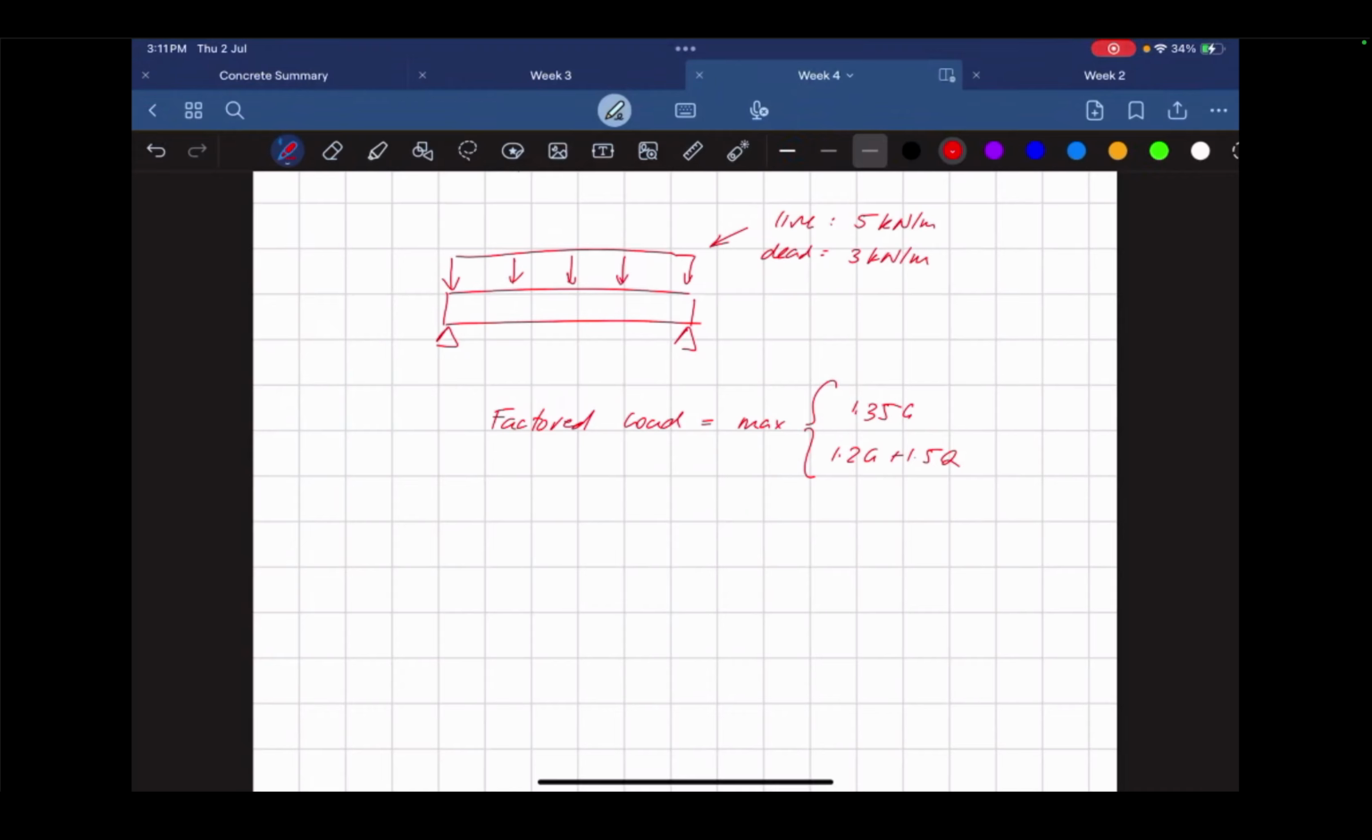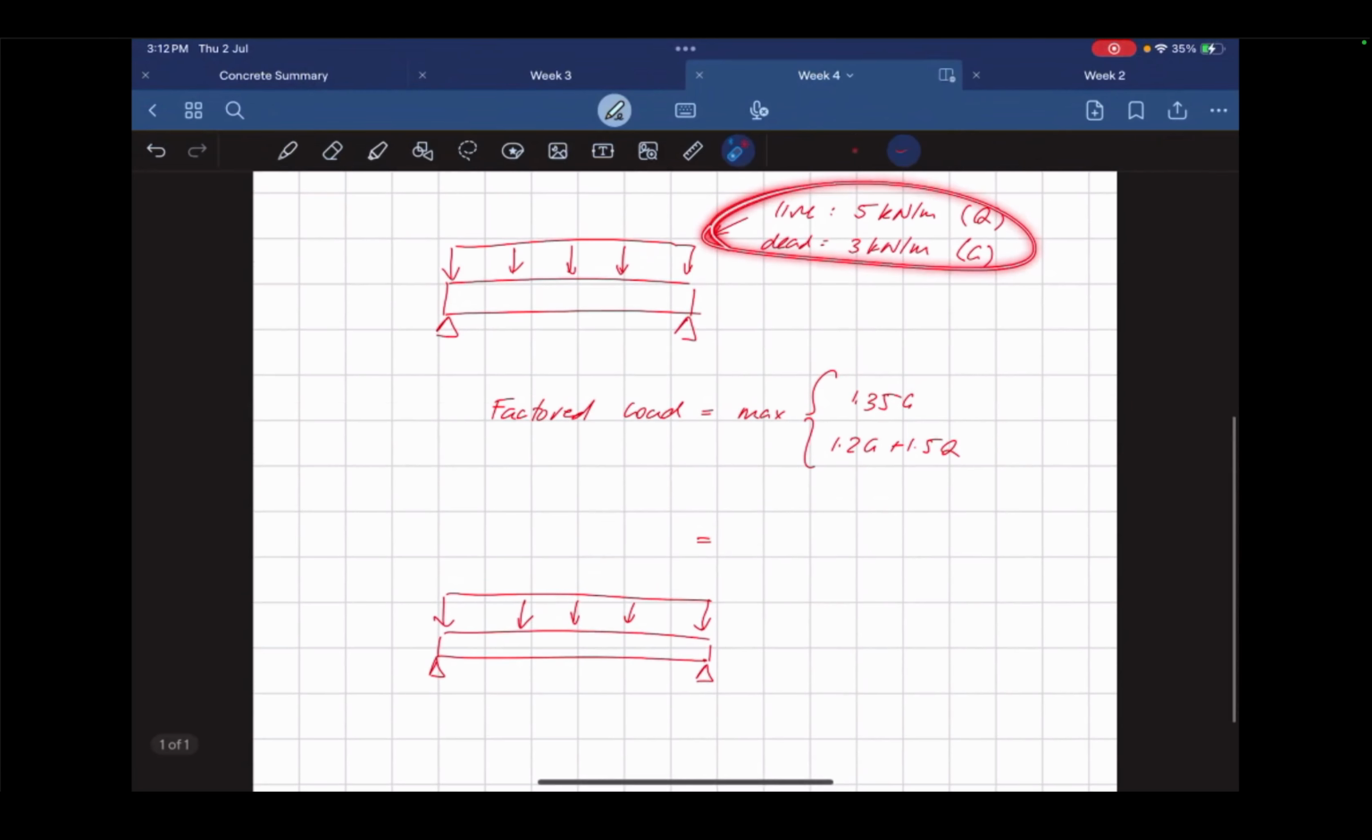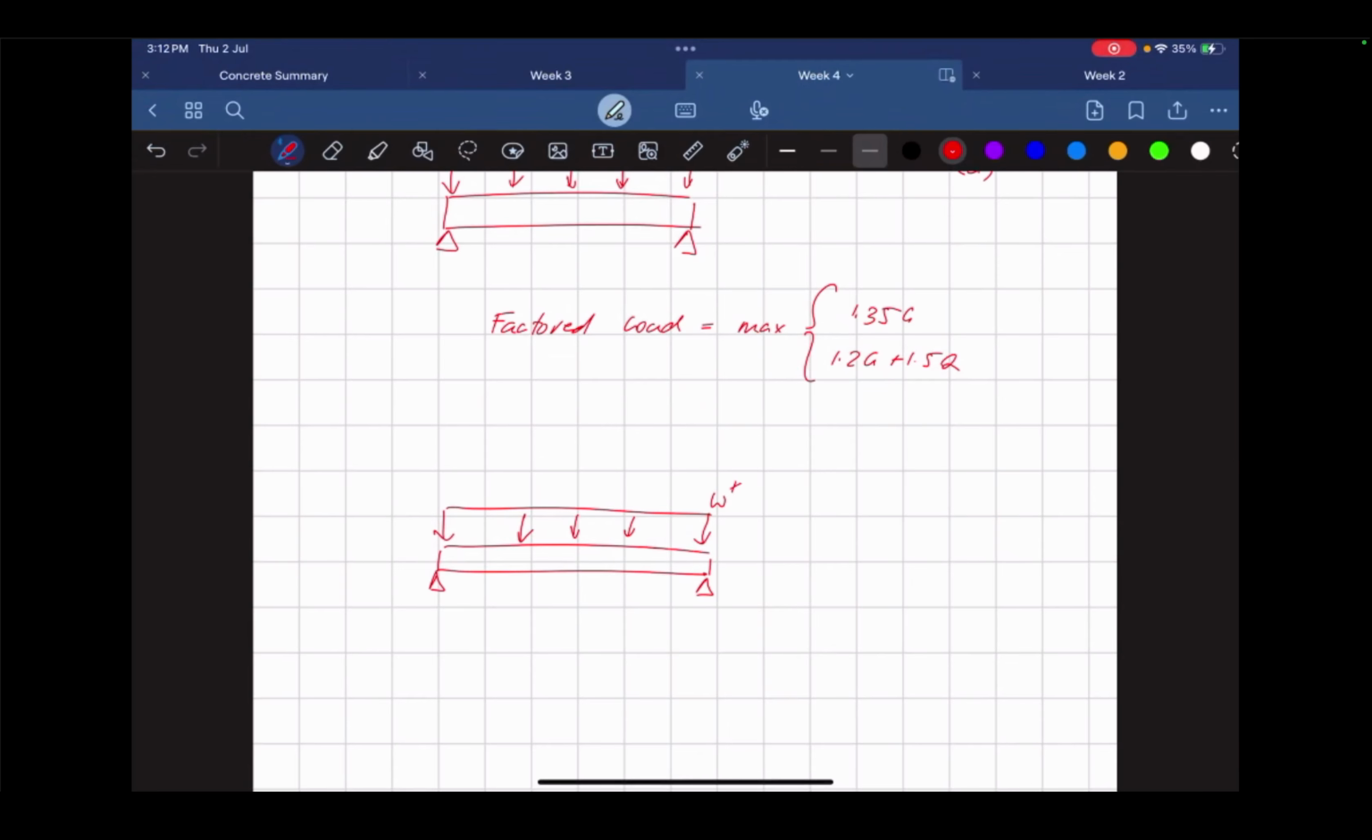So it's the Australian standards, right? You have to find the maximum out of those two values. So you sub in G, which is the dead load, then you sub in Q as well. Figure out which one's the bigger value and take the maximum. Later on, when you redraw your free body diagram, instead of drawing two different loads, you can draw just one. So W star is equal to whatever value that is. And then you just do your normal static analysis from there.